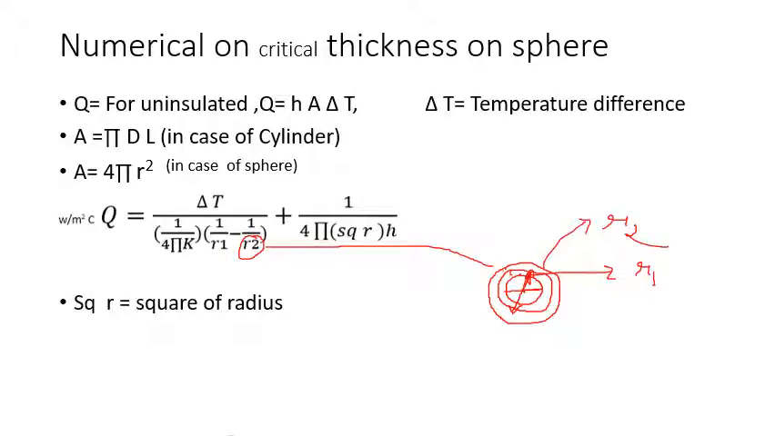And the second part is 2 pi into R2 square into h, instead of R2 square, it has been written as the square of R into h. So this is the square of the radius of the pipeline, in the sphere.